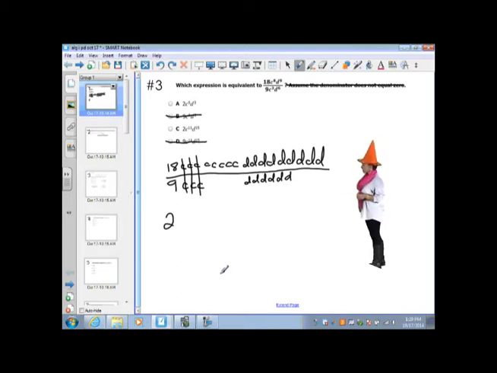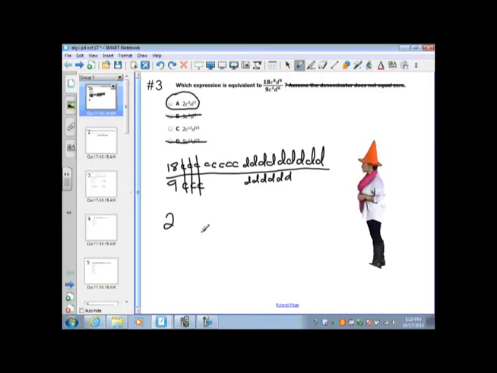So let's go back to our answer choices. And we've got A says C to the 5th and C says C to the 11th. So we're going to circle A because that's got C to the 5th. But let's just double check and make sure that we're correct.